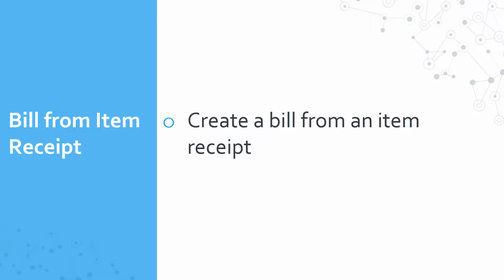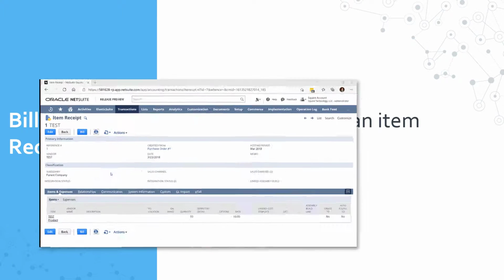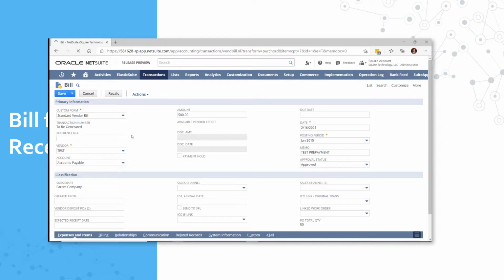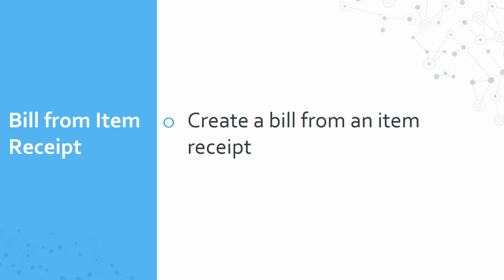There is one more minor enhancement for this area that I wanted to mention. If you have an advanced receiving feature enabled, you can click Bill on the item receipt transaction to create a bill. If the quantity you receive and the quantity ordered are different, the system will deduct the quantity on the item receipt from the purchase order.